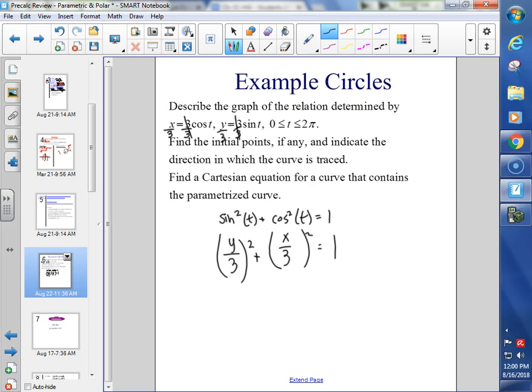That's the point, we're trying to get the x's and y's together. Well, sweet, sine squared plus cosine squared is 1. Guess what? This is just a circle with a radius of 3. This is what you did in pre-cal, second semester, 2 years ago.